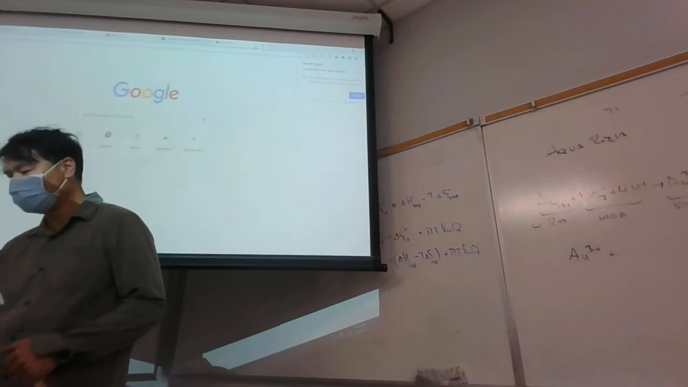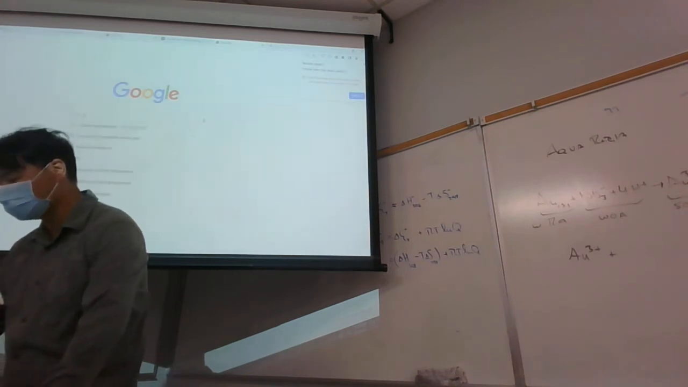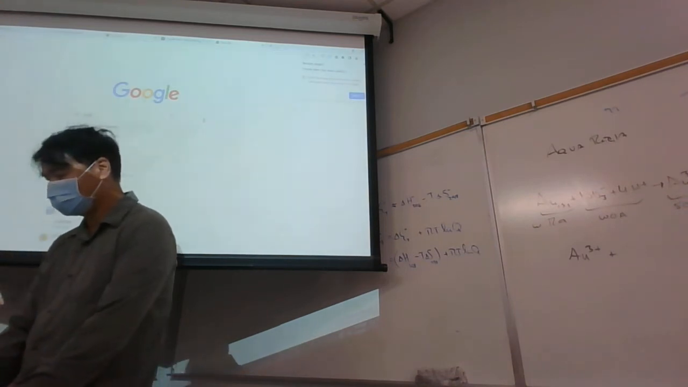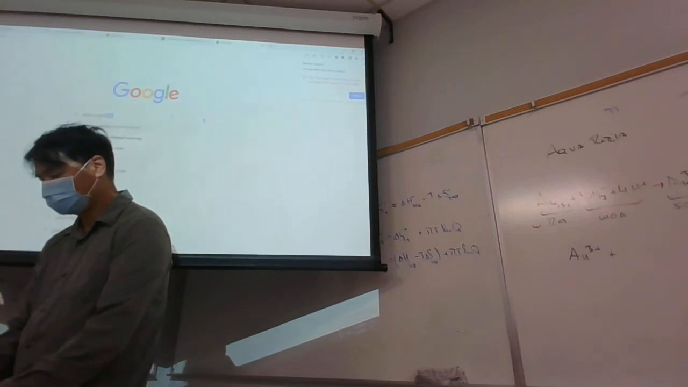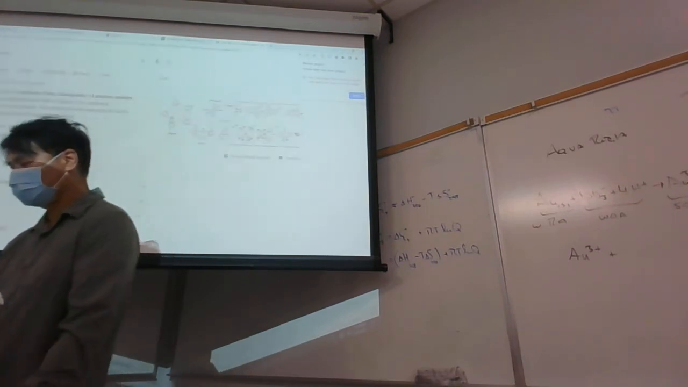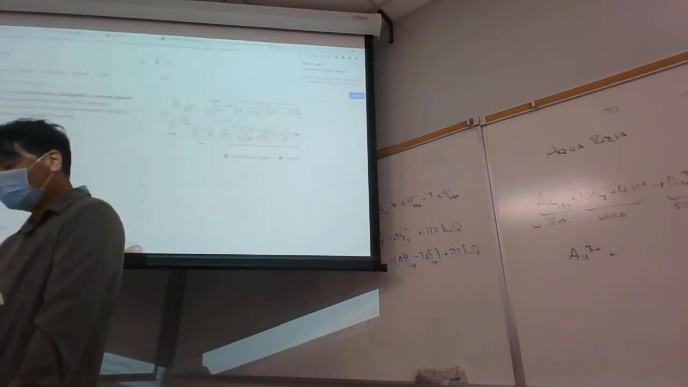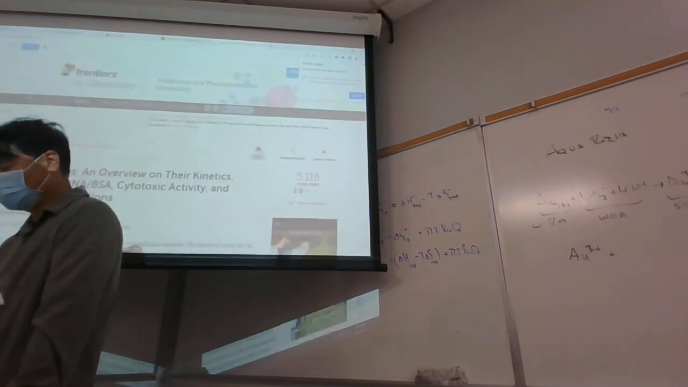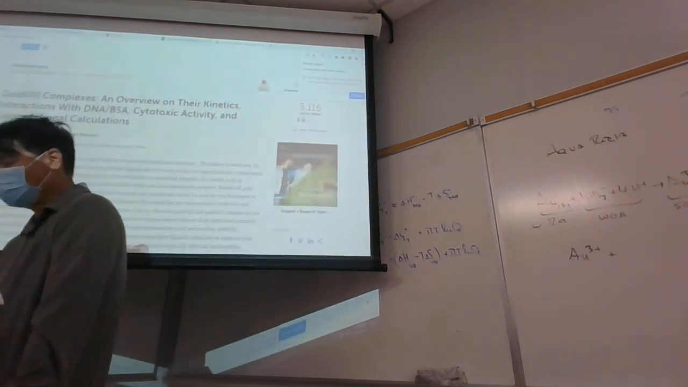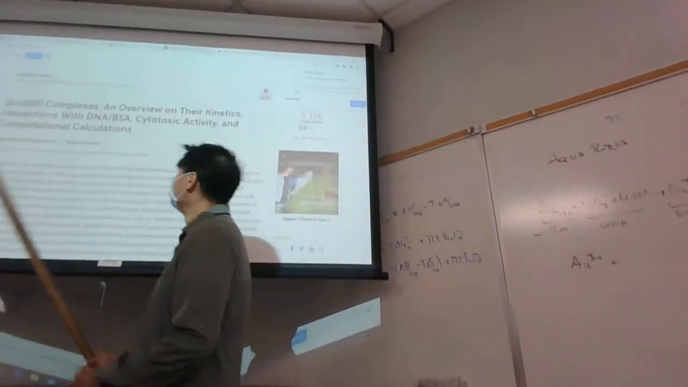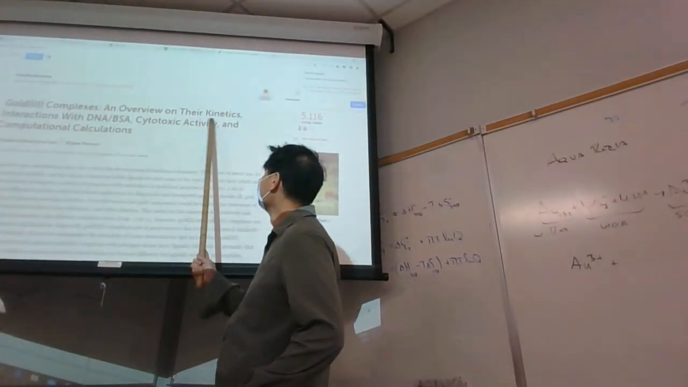We could look at gold complexes and see what types of ligands. Gold 3 complex and an overview of the kinetics.